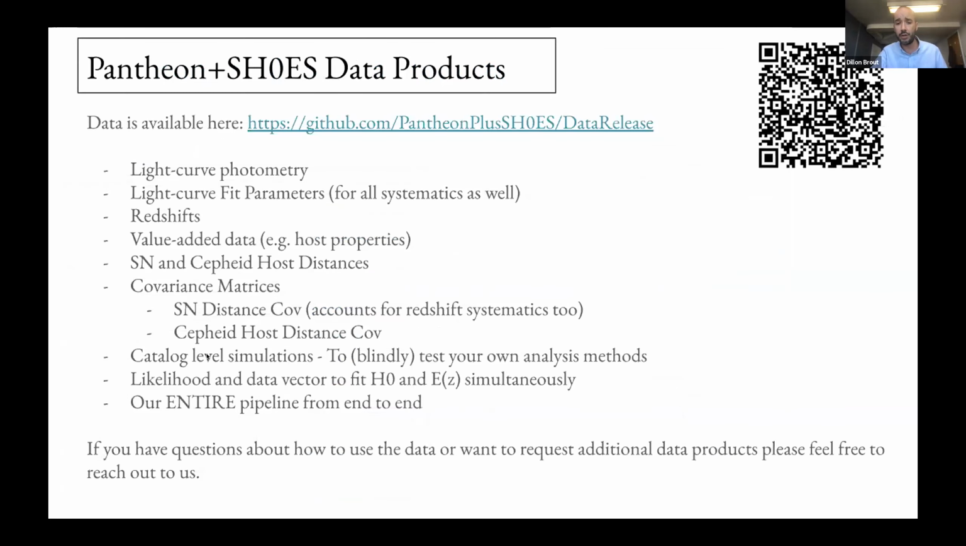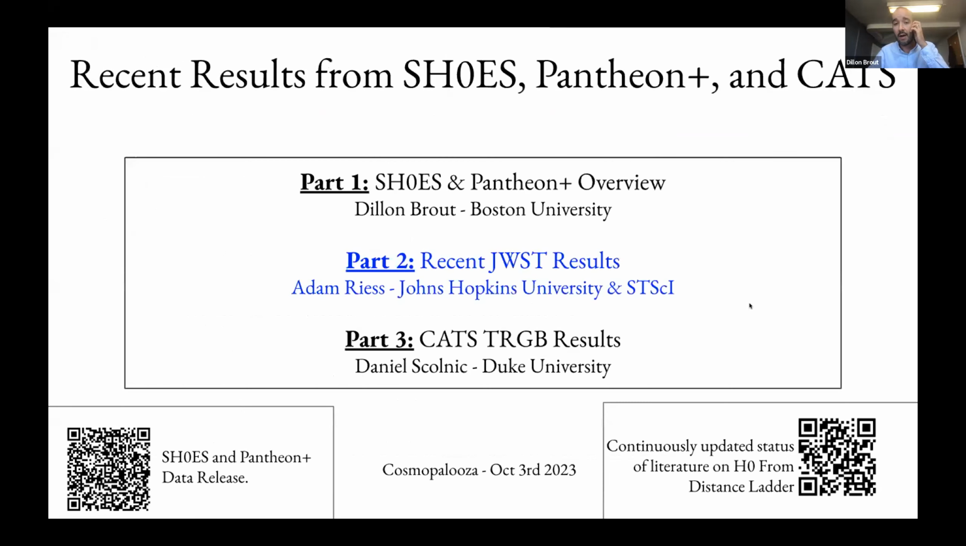And then lastly, I'll point you to the data products that we're making available. They're on GitHub, the Cepheid measurements, the supernova measurements, everything cataloged here. We encourage you to grab that, analyze it yourself. Our entire pipeline from end to end on the supernova side is made available, and we encourage you to dive in on that. So with that, I will hand it over to Adam.